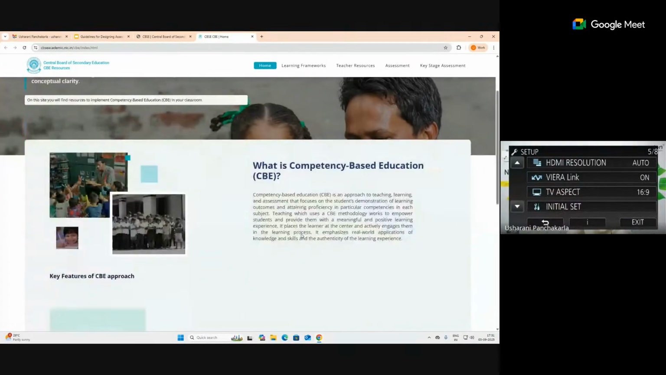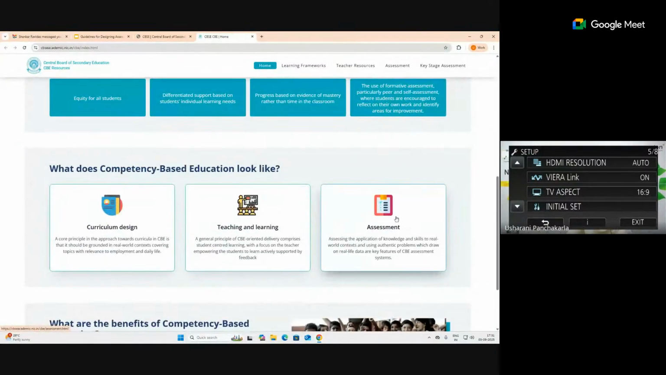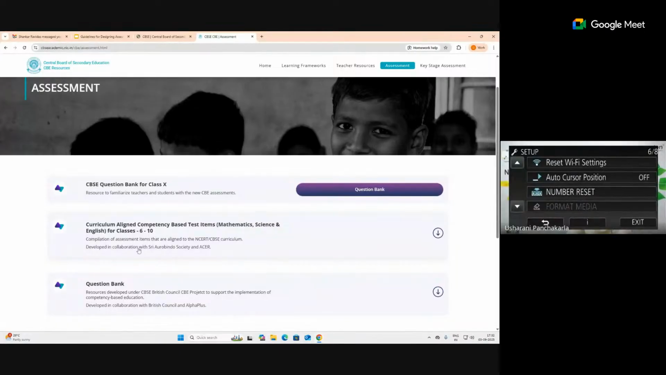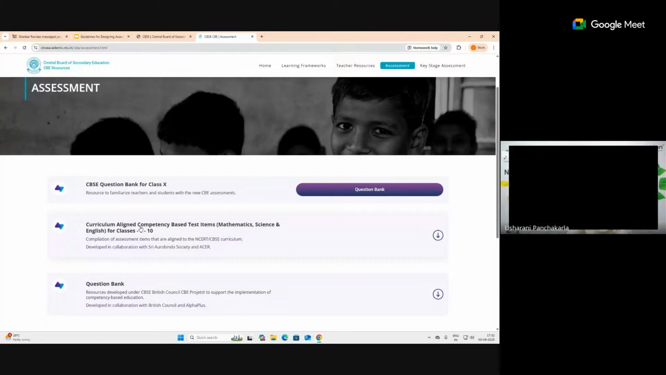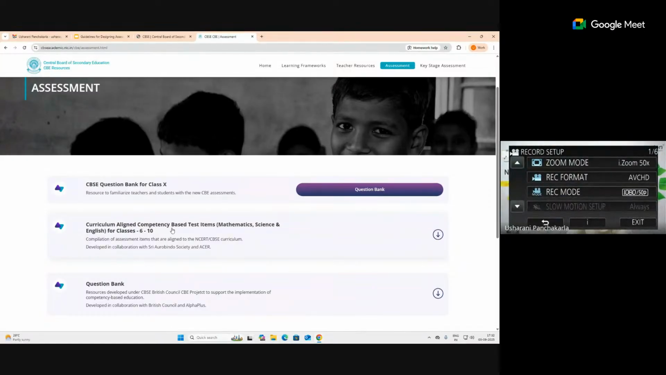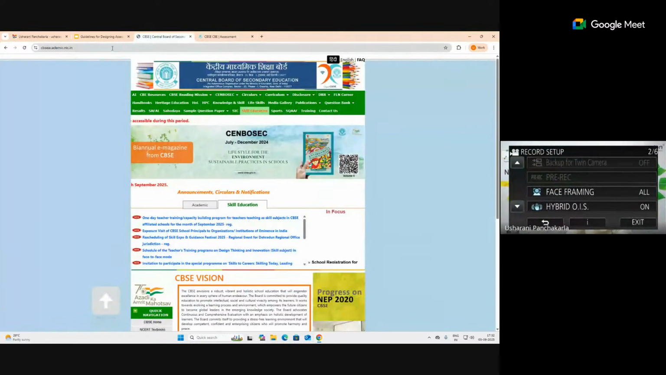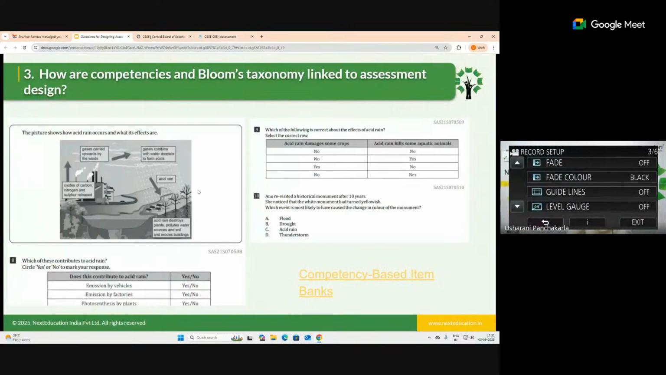Just click on this. Once you go down, there is something called assessment. Click on it, and here you have the curriculum-aligned competency-based test questions, where all the questions aligned to the different grade-specific competencies are mentioned, and the questions are taken from here. Just refer to these two to check this sort of questions. So this is one such example.